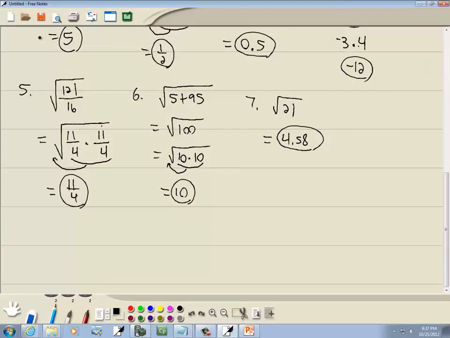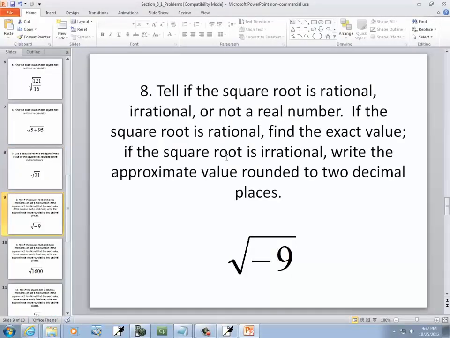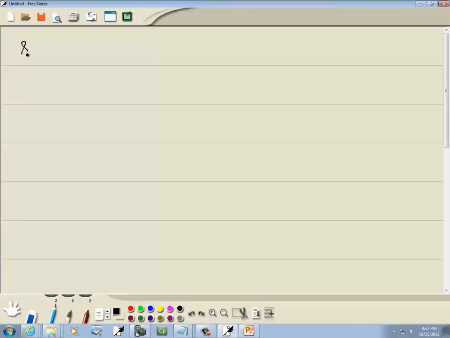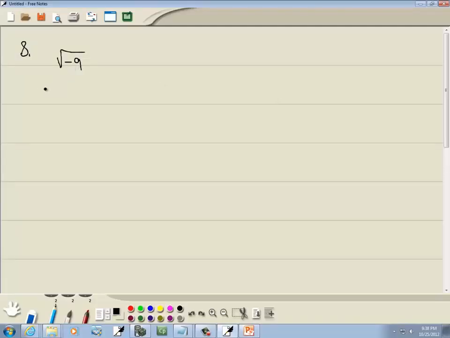Let me start a new page. And let's look at the next problem. And these next problems, they say tell if the square root is a rational, irrational, or not a real number. If the square root is rational, find the exact value. If the square root is irrational, write the approximate value rounded to 2 decimal places. Okay, there's 3 things: rational, irrational, not a real number. Now, if you got a negative number underneath your square root, that's not a real number. So for number 8 here, that's not a real number.